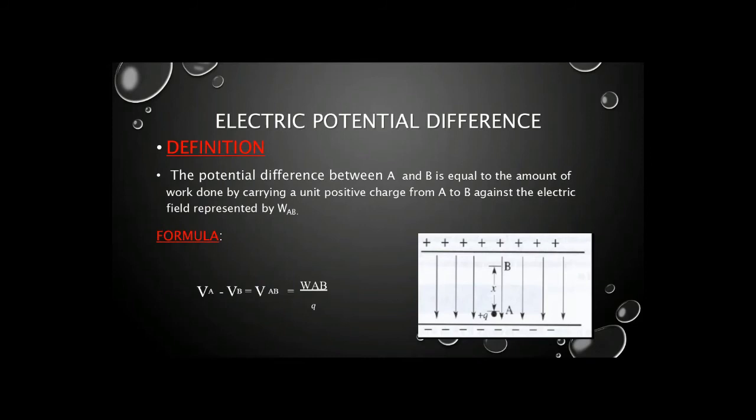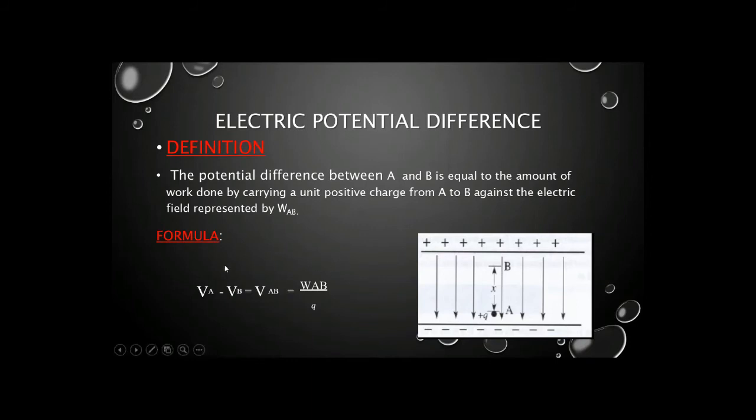As a result of this change in potential energy, there is also a difference in the electric potential between location A and location B. This difference in electric potential is represented as the electric potential difference. I hope you will understand it.